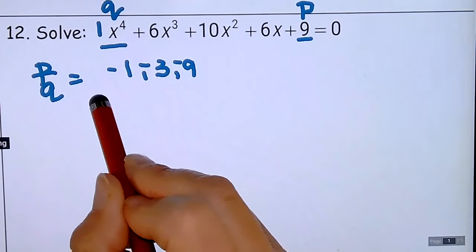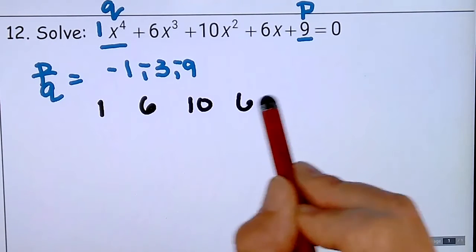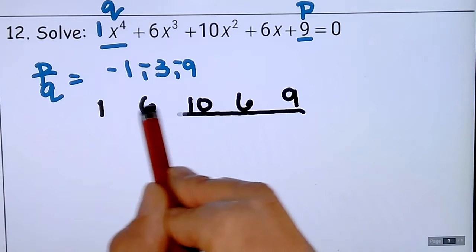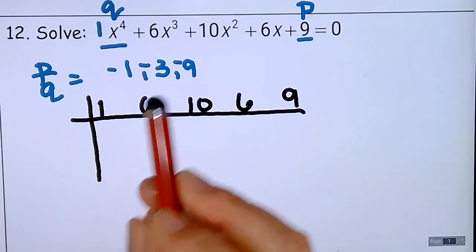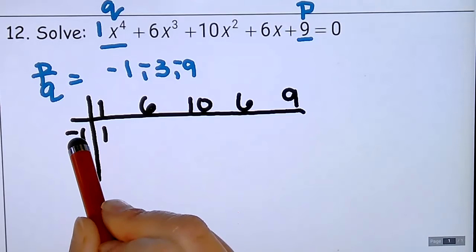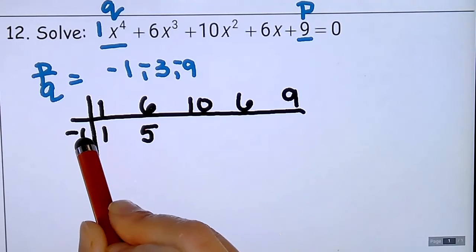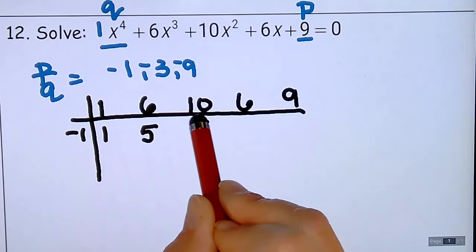So I'm going to start with 1, 6, 10, 6, 9. Okay, I'm going to start with negative 1, bring it down 1. 1 times negative 1 is negative 1. I add it, I get 5. 5 times negative 1 is negative 5. I add it to 10, I get 5.